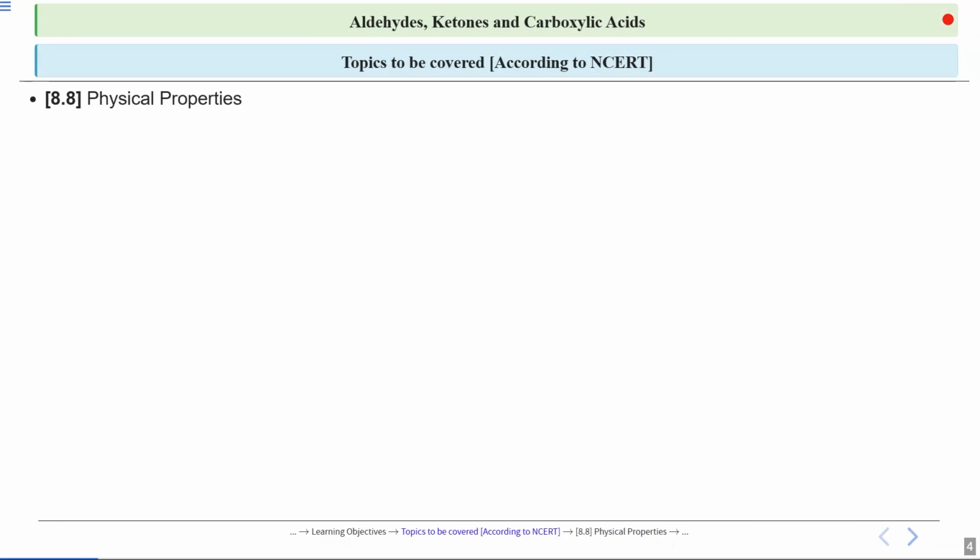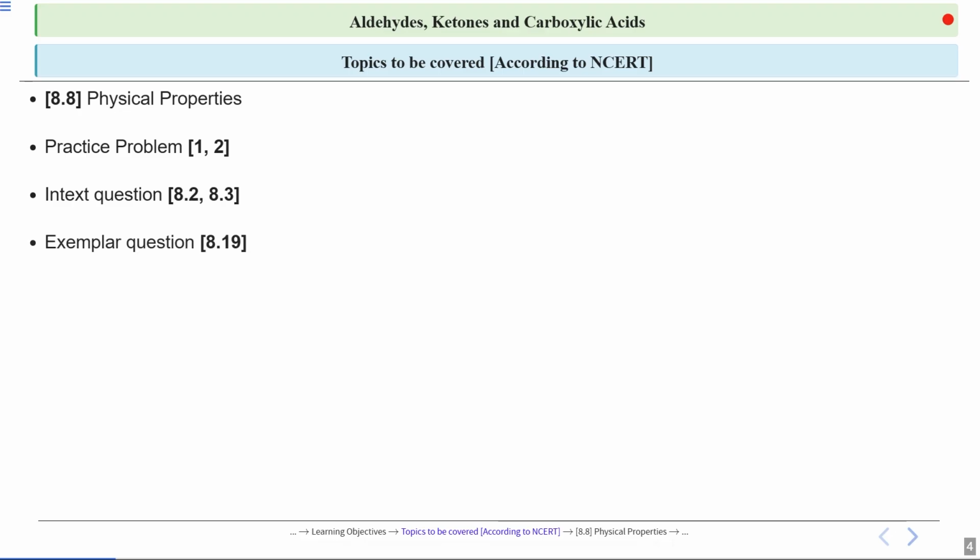Now for your reference, I have mapped the NCERT sections which we will cover today. So we will cover section 8.8, which is physical properties. Then we will solve practice problems 1 and 2. Then we will also solve Intext questions 8.2 and 8.3. Moving on, solving an exemplar question, which is 8.19. And finally, we will conclude with the summary.